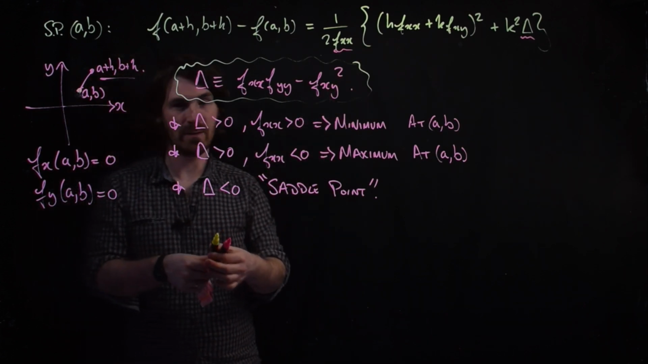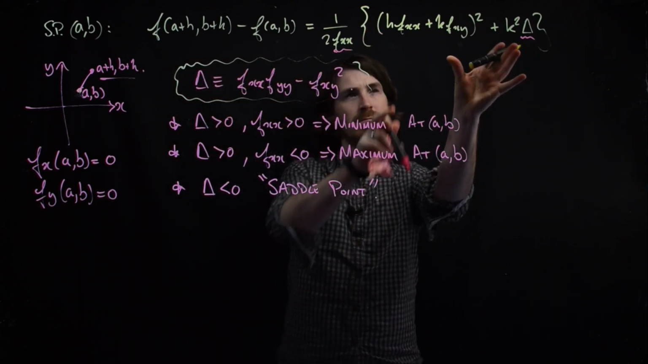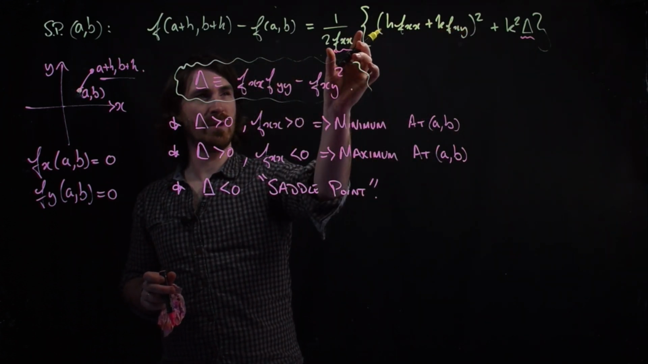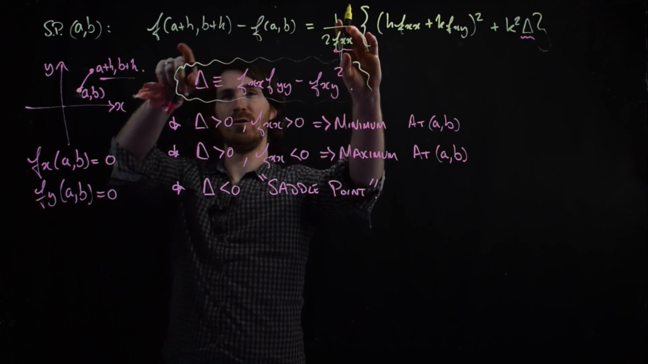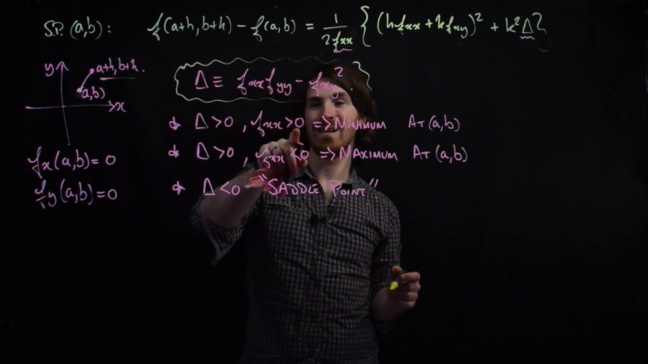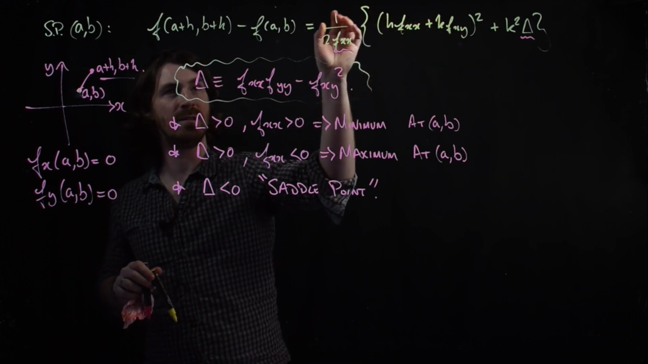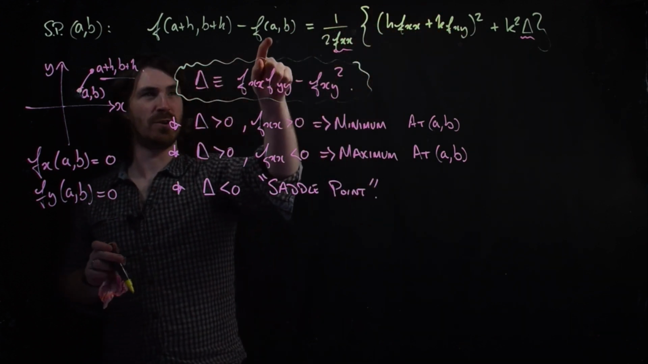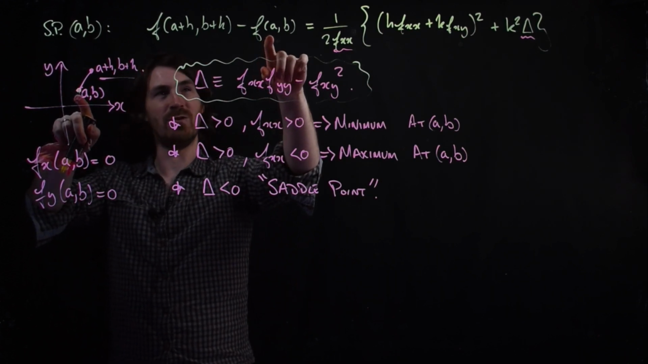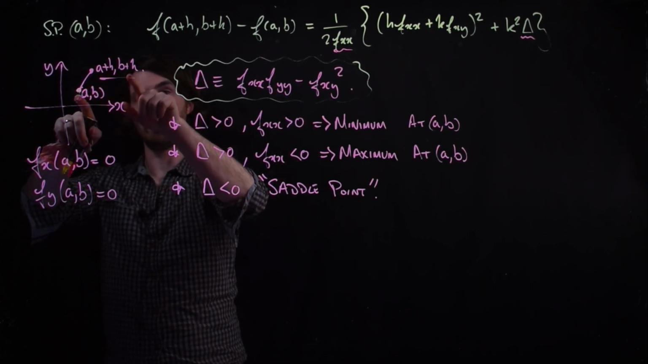Okay, so we said that if delta was greater than 0, then this curly brace term is greater than 0. So it's only the sign of fxx that dictates whether the function increases or decreases. So if fxx is greater than 0, then the right hand side is greater than 0. The right hand side is positive, which means that if you start at point (a,b), then the value of your function increases as you go to the point (a plus h, b plus k).